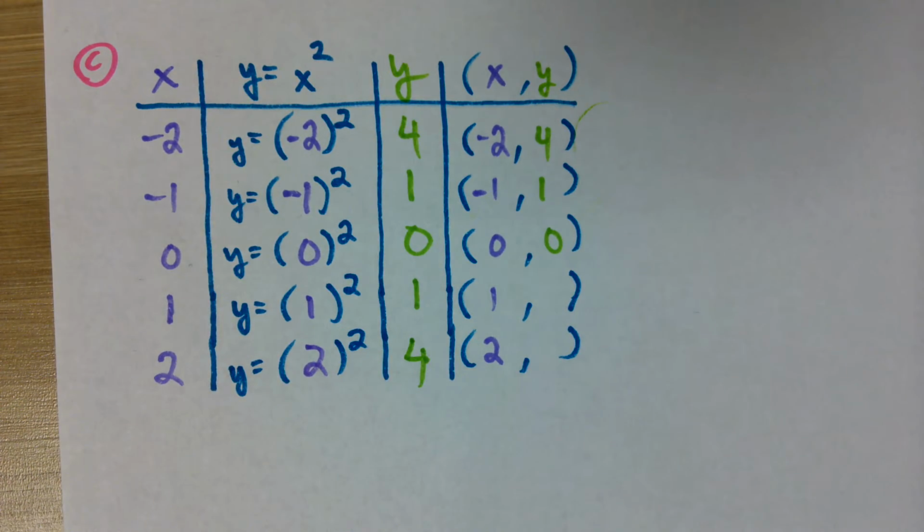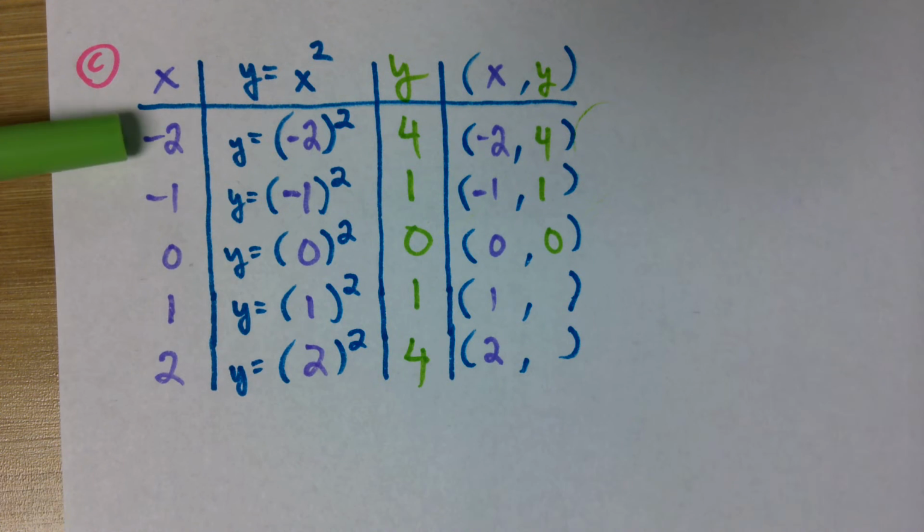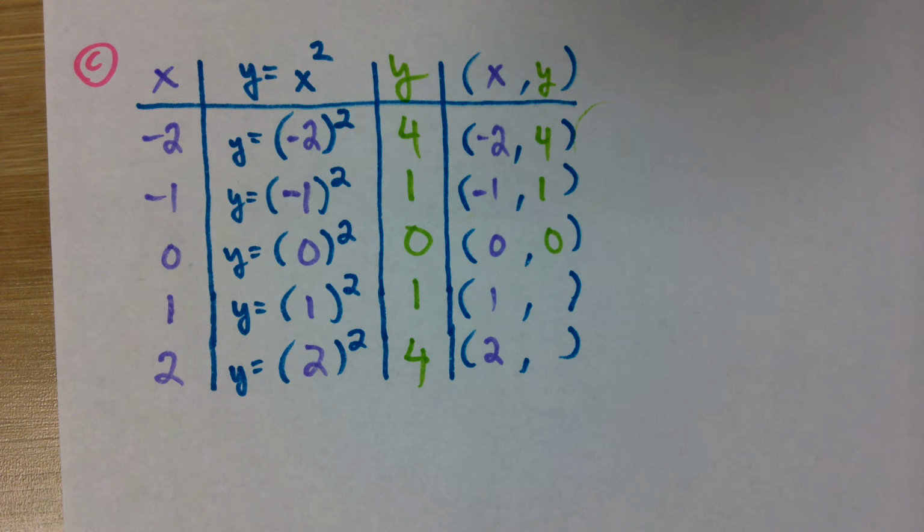Now let's take a look. Do we have 5 different inputs here? No. Inputs are x values. Do we have 5 different inputs here? Yes, we do. Do we have 5 different outputs here? No, we don't.